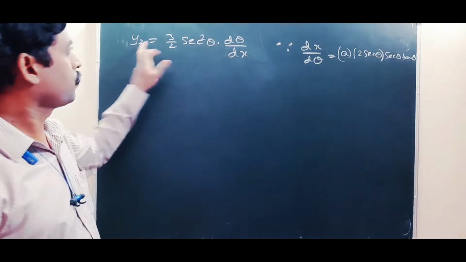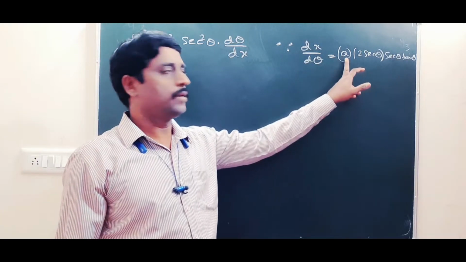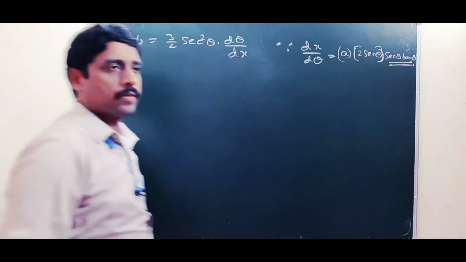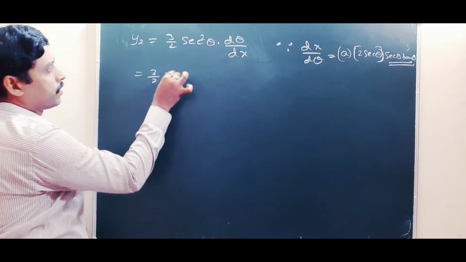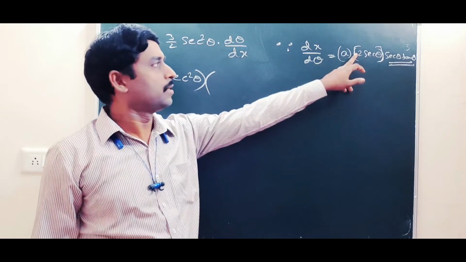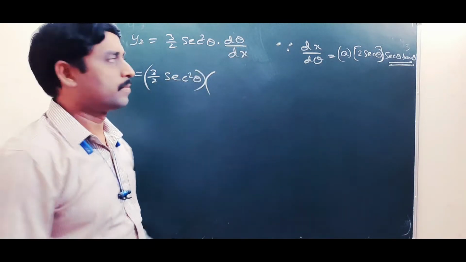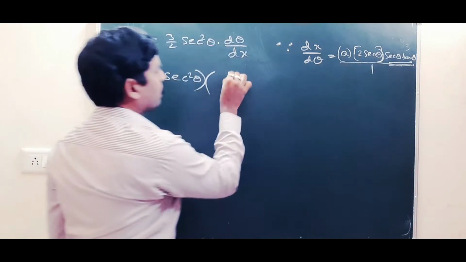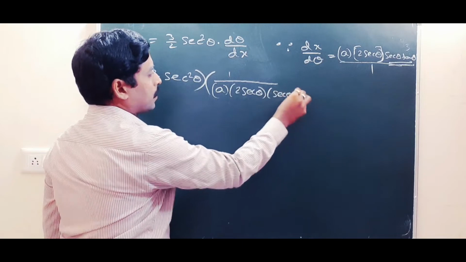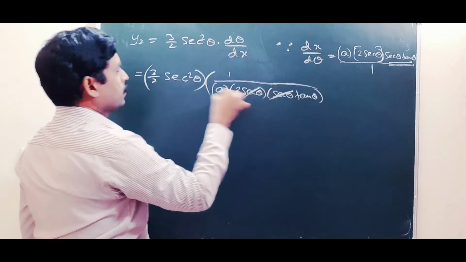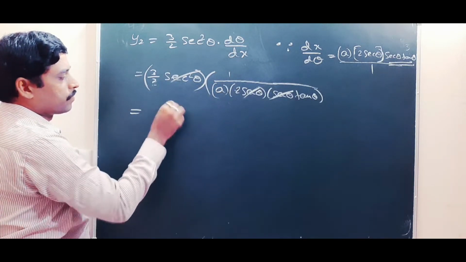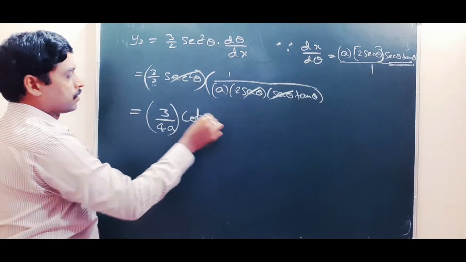Okay, we have got the y2 value, where dx by d theta is a into 2 secant theta into secant theta tan theta. So 3 by 2 times secant square theta. Since we have the dx by d theta value, we have to find d theta by dx, the reciprocal of this value: 1 by a into 2 secant theta into secant theta into tan theta. So one secant square theta gets cancelled. It will be 3 by 4a times 1 by tan theta, which is nothing but cot theta.